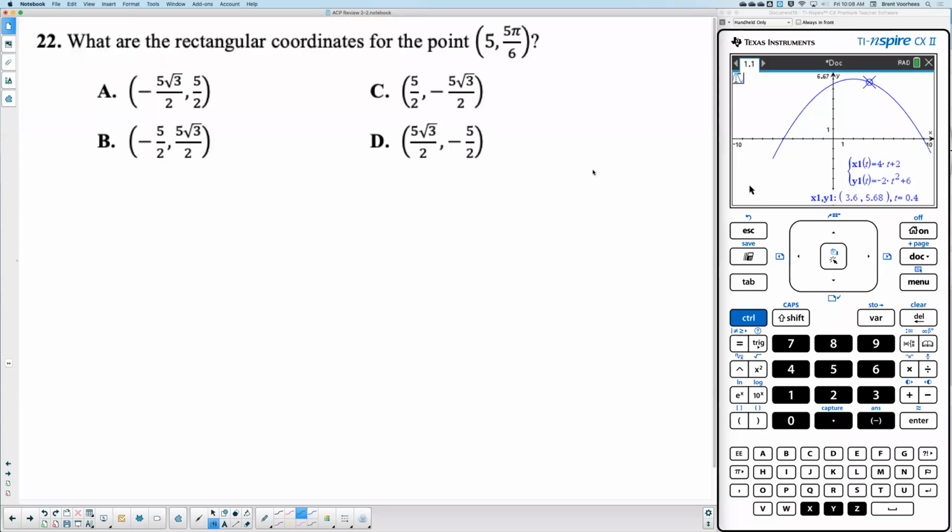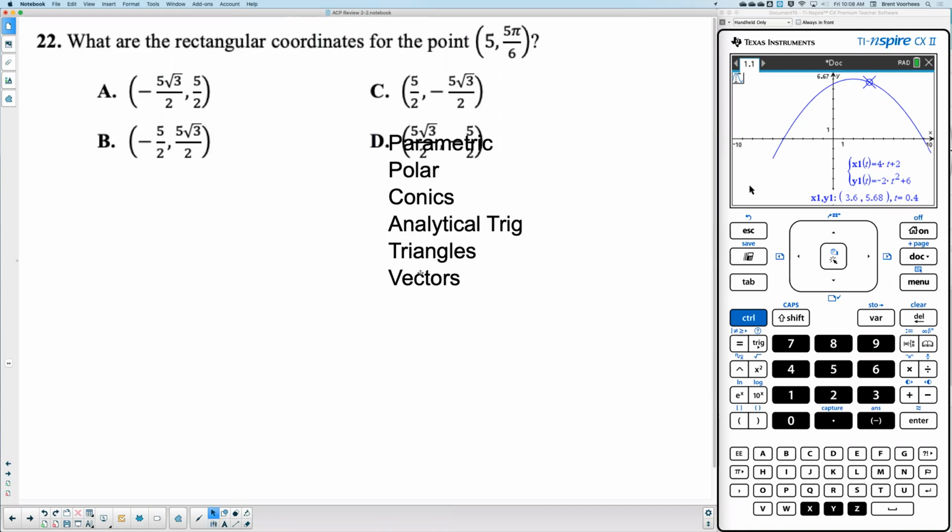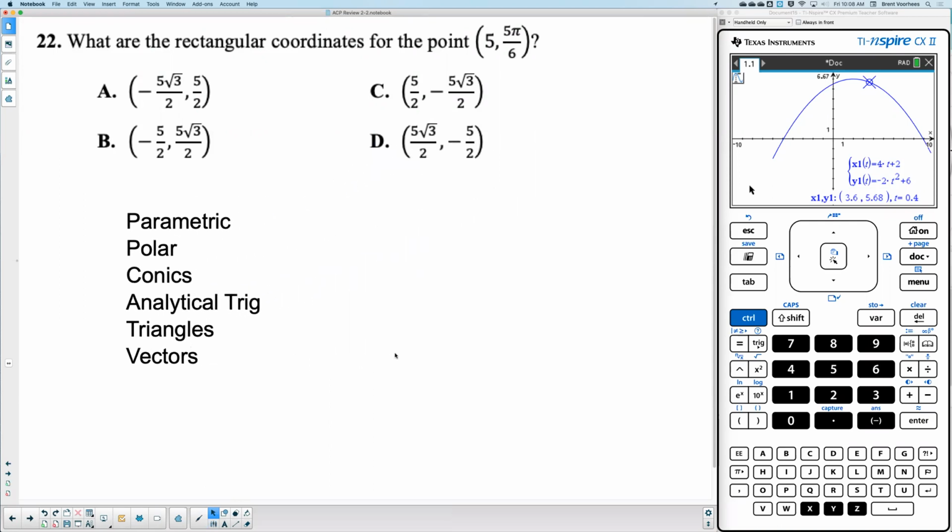22, what are the rectangular coordinates for the point 5, 5 pi over 6? All right, this one, I wonder if it tricks you or not. What type of problem do you think this is? It is a polar problem. Does it say the word polar? No, this right here is a polar coordinate because it's a magnitude in a direction. You could say a radius and a theta. That is polar. So how do we do polar problems?